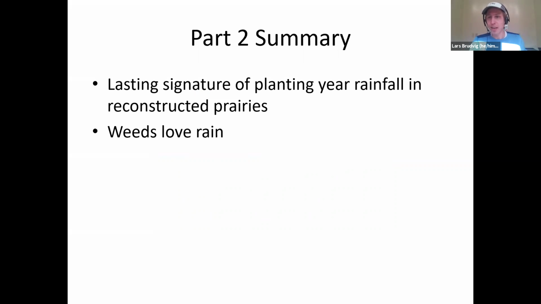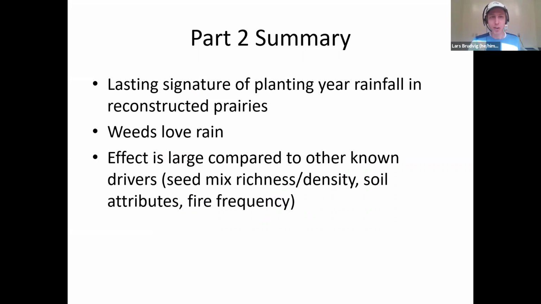Again, we think that this is being driven by these weedy plant species who love rain and are really responsive to high levels of rainfall. And while I didn't get into these results, I'd also mention that these effects were large compared to other known drivers like seed mix richness and density, soil attributes, and fire frequency, at least for the weedy species. And they also don't fade over time. We didn't see any evidence that these effects of planting year rainfall were different for the oldest sites compared to the youngest sites.